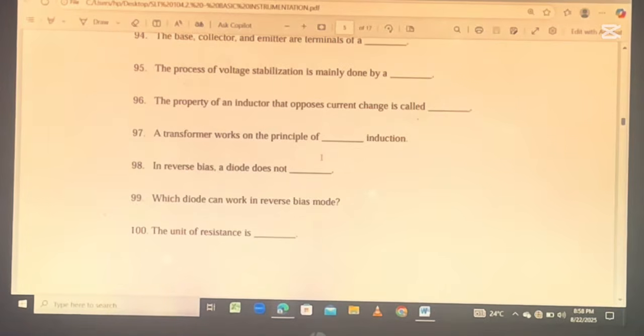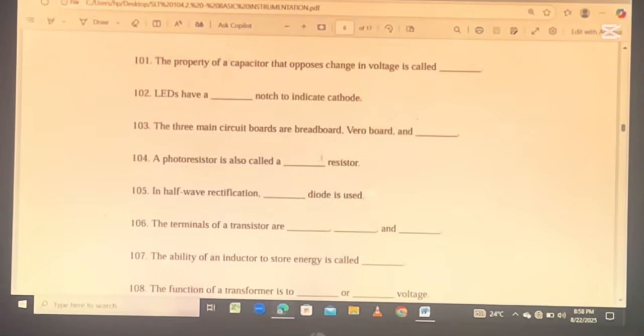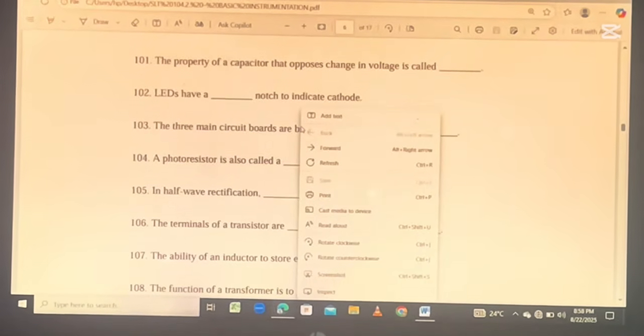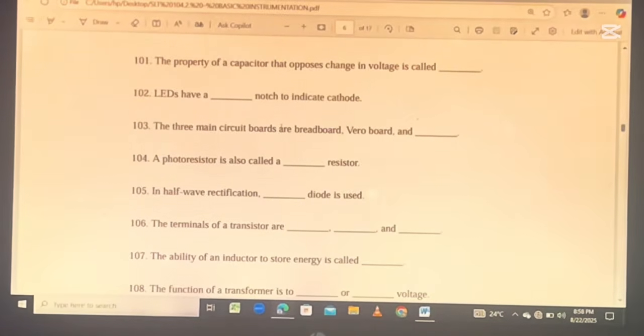Now the next question here: the property of a capacitor that opposes change in voltage is called dash. It is called capacitance. LEDs have a dash notch to indicate cathode. They have a flat notch.